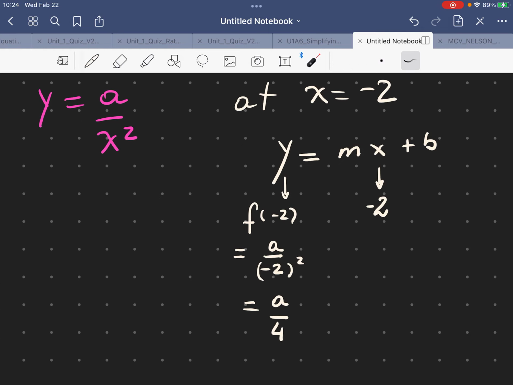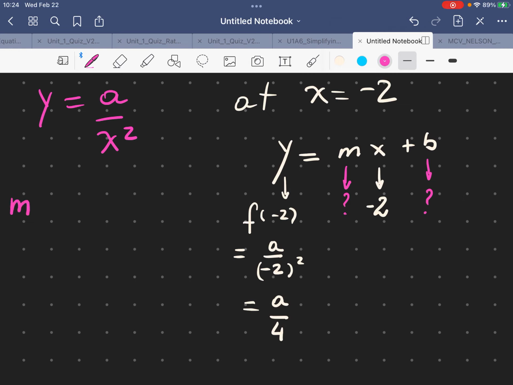So all we know so far are the y value, a/4, and the x value, -2. We still don't know the slope, and we do not know the value of the y-intercept. So these are going to be our two unknowns for now. We'll start off with finding the slope.